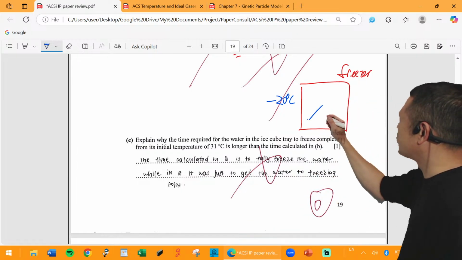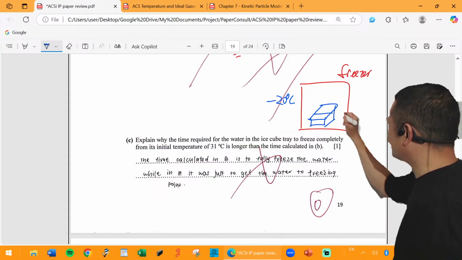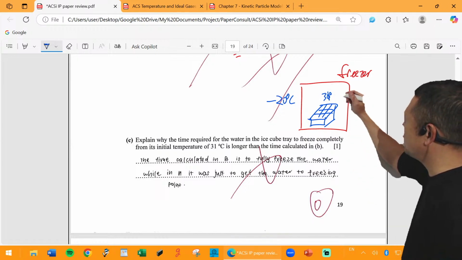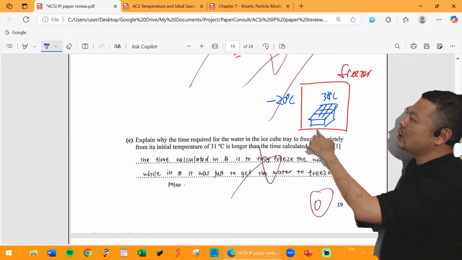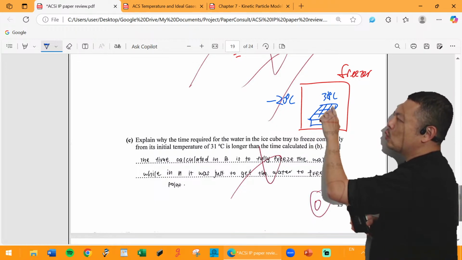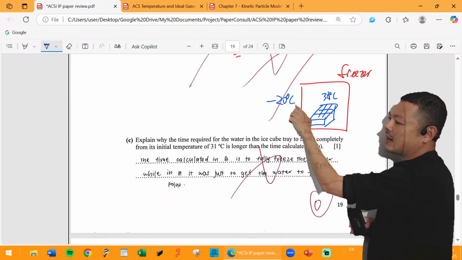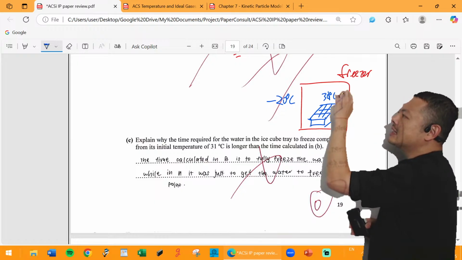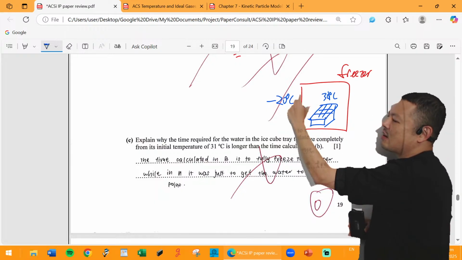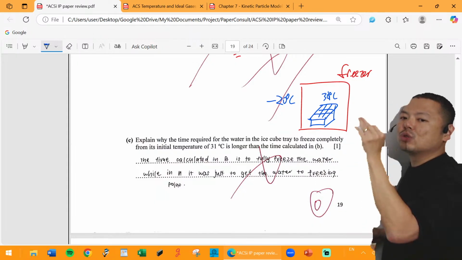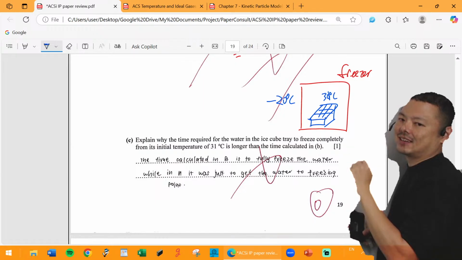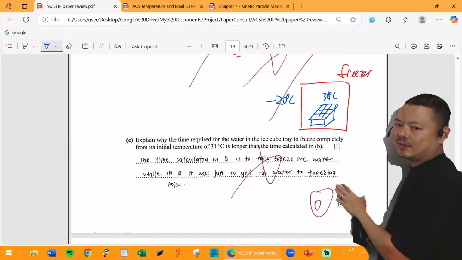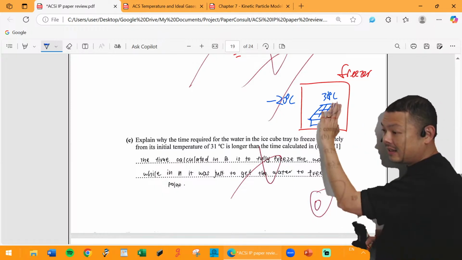So when you put the water in at first, the water is 31 degrees Celsius. As the water cools down, it loses heat to the surroundings. The surroundings is -20. As it cools down further to 0, the temperature difference between the surroundings and the water is getting smaller. So the rate of heat loss will get lesser, which means it will actually take a longer time to freeze. You understand what I'm saying? That's the answer. That's the 1 mark.